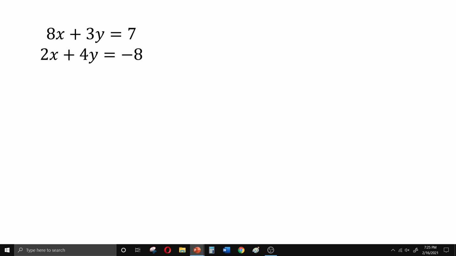Okay, so I look at this one and I notice, hey, 2 times 4 is 8. So I'm going to multiply the bottom equation by -4. And that's going to give me 8x plus 3y equals 7. And on the bottom, -8x minus 16y is 32.